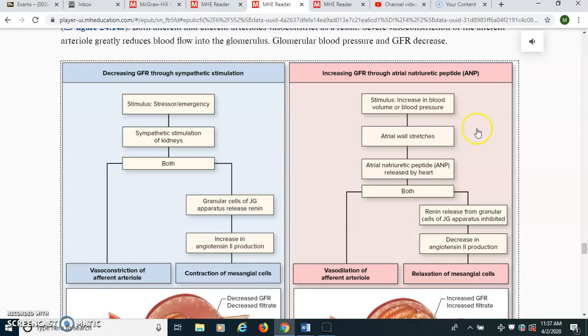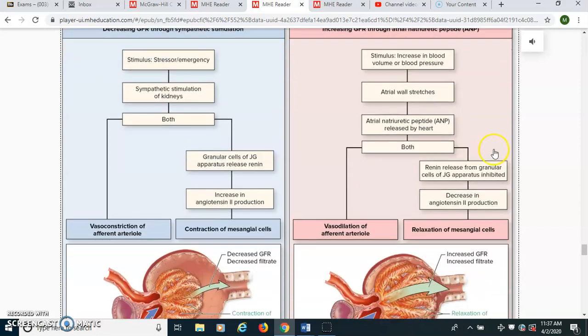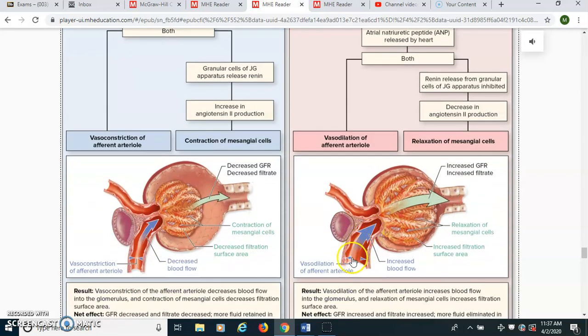And that hormone will go to our kidneys, specifically the afferent arterioles, and it's going to cause the granular cells, the little smooth muscle cells of the afferent arteriole, to relax, and we'll get a dilation of the afferent arteriole. That'll cause more blood flow, less resistance, more blood flow into the glomerular capillary, and that's good because that'll cause more filtrate to be formed, increasing our glomerular filtration rate.